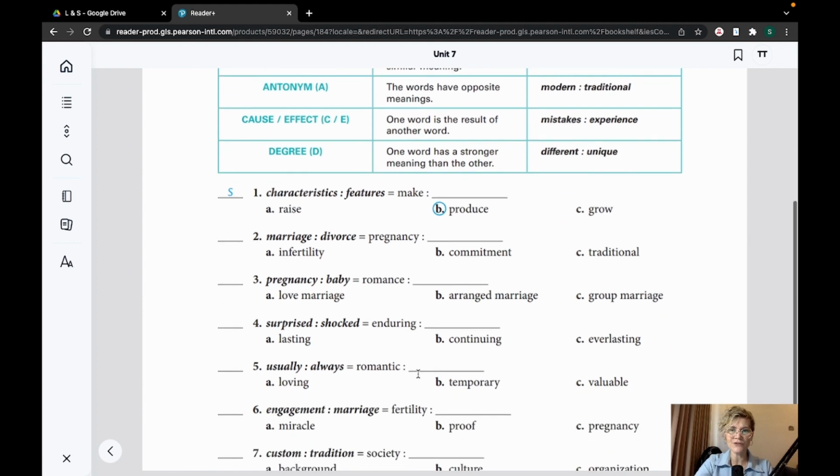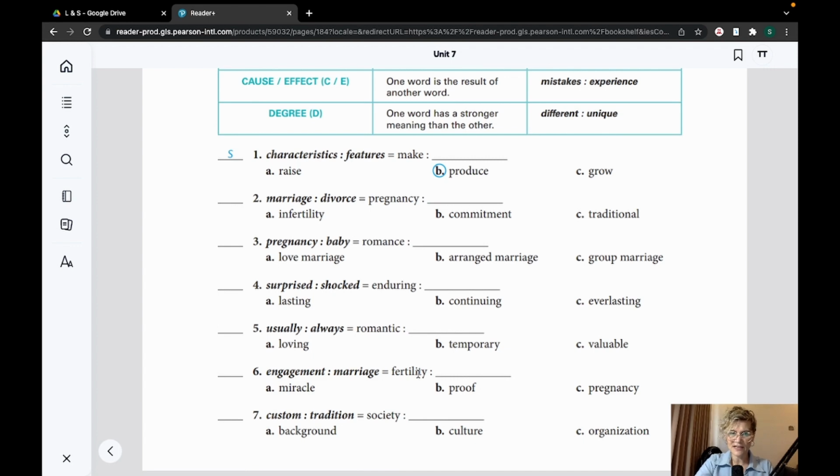Number 1 is done for you, so let's look at that. Characteristics are features, which means it's a synonym, right? And it means make, produce. So make, a synonym of make would be produce. So you're going to look at the bold-faced first, what it is. And then you're going to make the same with the word that is not in bold. Awesome. You're going to do numbers 2 until 10. Go ahead.